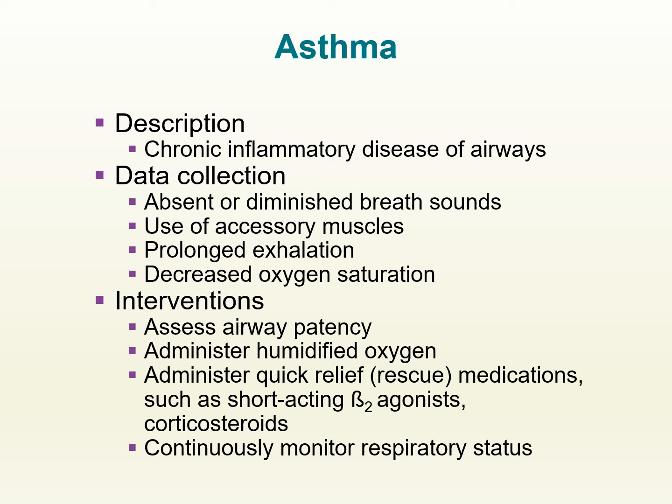We want to give them humidified oxygen when possible, and we're going to give quick relief rescue medications such as short-acting beta-2 agonists and corticosteroids. And then we're going to continuously monitor respiratory status. And we'll talk about these medications a little bit more as we're going on. But remember, for emergency relief, the main one is going to be your short-acting beta-2 agonist. Now, when we talk about beta-2 and beta-1, remember, beta-1 is for the heart, and we have one heart. Beta-2 is for the lungs, and we have two lungs.